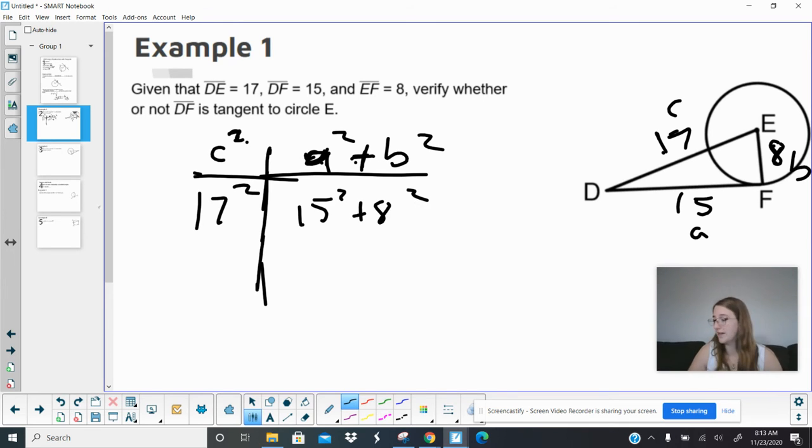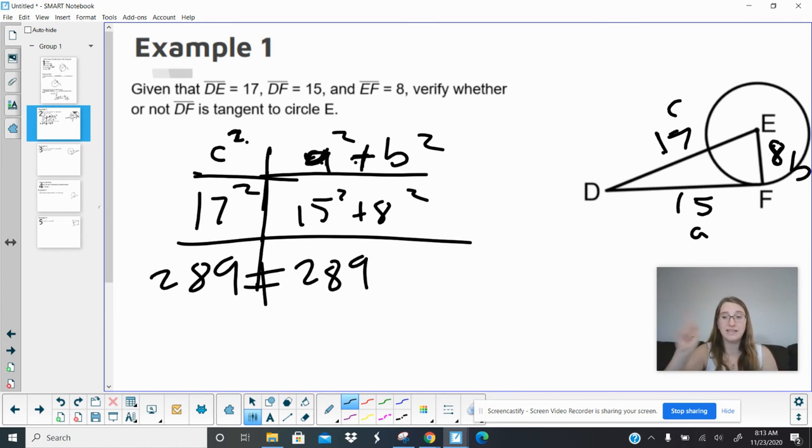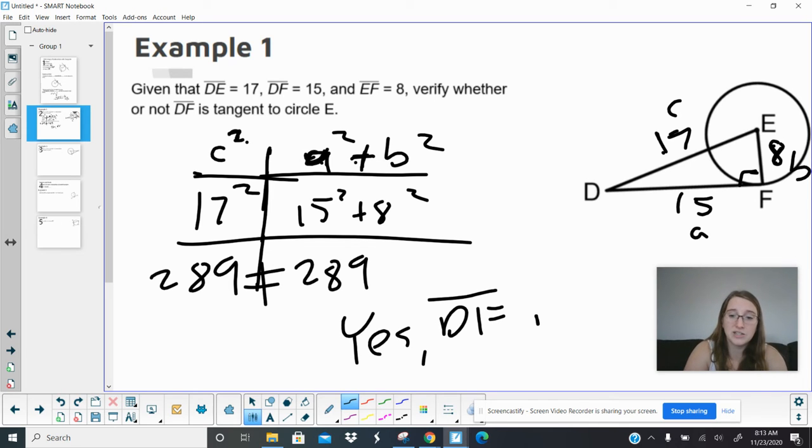So all I'm going to do is use my calculator, check on both sides what I get. 17 squared is 289. And I'm going to go ahead and plug this whole thing in. So 15 squared plus 8 squared. I'm doing the whole thing. Hey, this gives me 289. So because they are equal, what that means is there is a right angle right here. And we can say, yes, DF is then a tangent line.